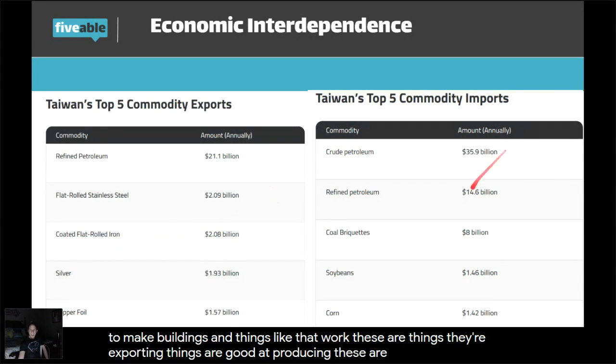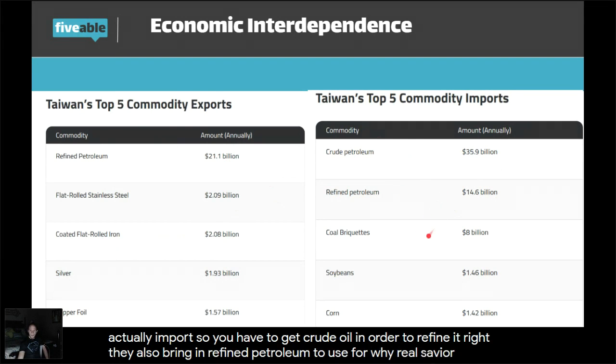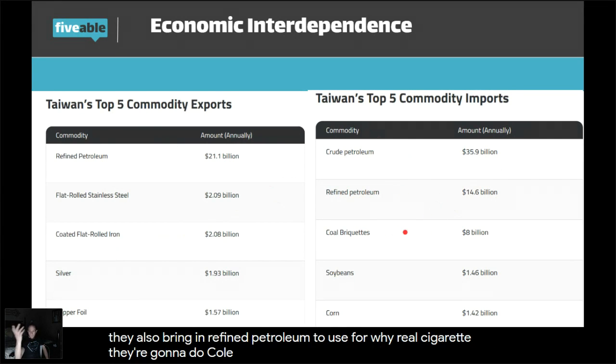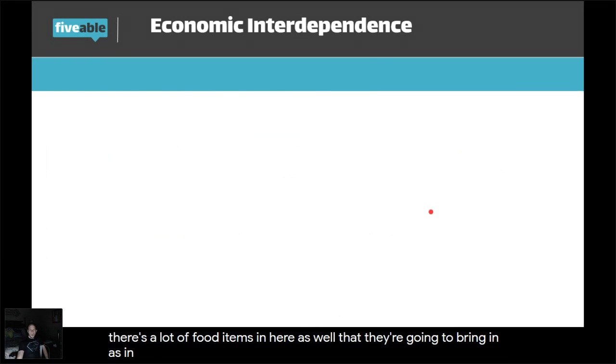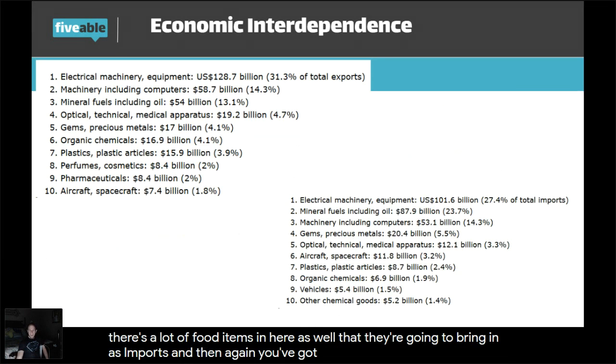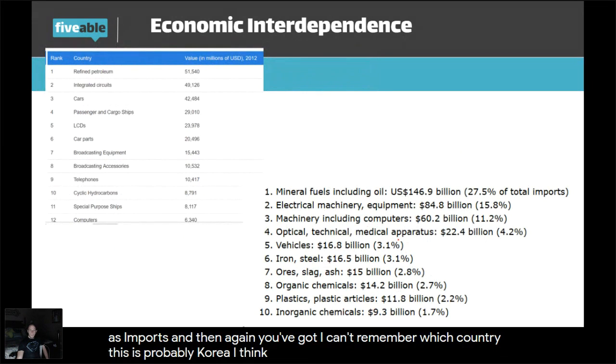These are things that they actually import. So you have to get crude oil in order to refine it, right? They also bring in refined petroleum to use for whatever else they're going to do. Coal. Soybeans and corn, so there's a lot of food items in here as well that they're going to bring in as imports. And then you've got another country, I can't remember which, probably Korea, I think. And then another one. I don't have the countries labeled here, but you get the point.